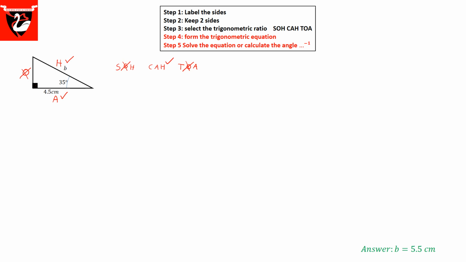Now I am going to form the equation, and this is where I get my first mark. So I always need to write this equation. And the equation will be written as I start with a C, which is cos, the angle is 35 degrees, equals, and then cos is CAH, so it's A over H. A is 4.5 centimeters, and H is b.